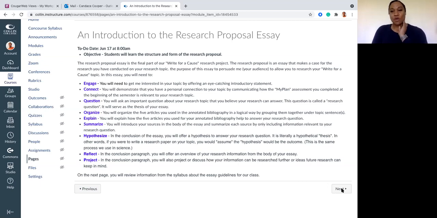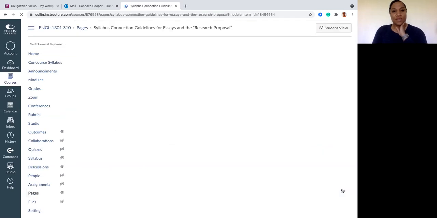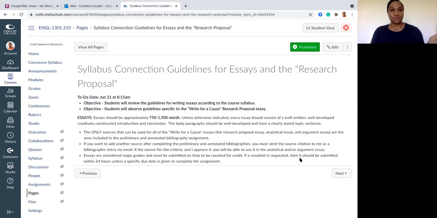All right, so to do that, number one, we want to make sure that we understand what this assignment is about. Again, it's a proposal essay. Its intent is to persuade. The next thing is that you want to know the boundaries for it. So this essay is a short essay. It should be between 700 to 1,500 words.